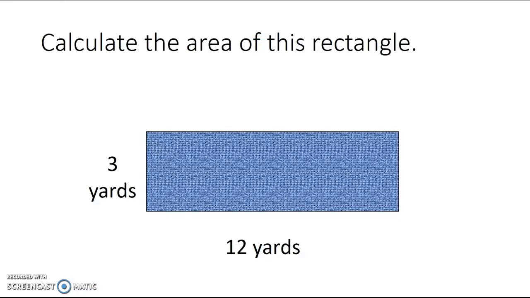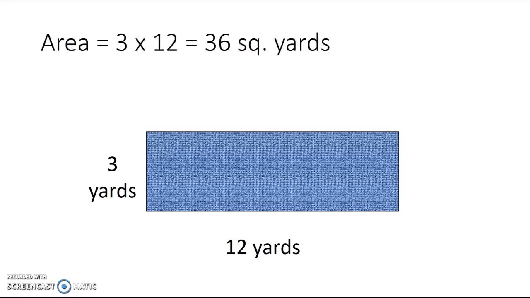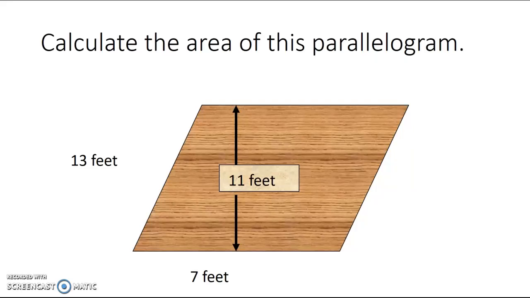So if I wanted to calculate the area of this rectangle, I would simply multiply 3 times 12 to get 36 square yards. Now you could also write 36 yards to the second power, or yards squared. Means the same thing. So there's 2 different ways you can write this. But that's because if I had 3 yards going down this way and 12 yards going across the bottom, and I would count the squares inside, I would have 36. So 3 rows of 12.